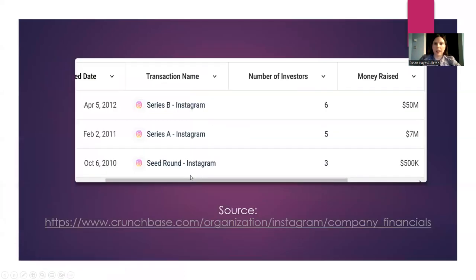Okay, let's go on again. Now, capital. How much money did Instagram need in order to get to where it is today? Well, it started off here, 6th of October, 2010. The seed round.